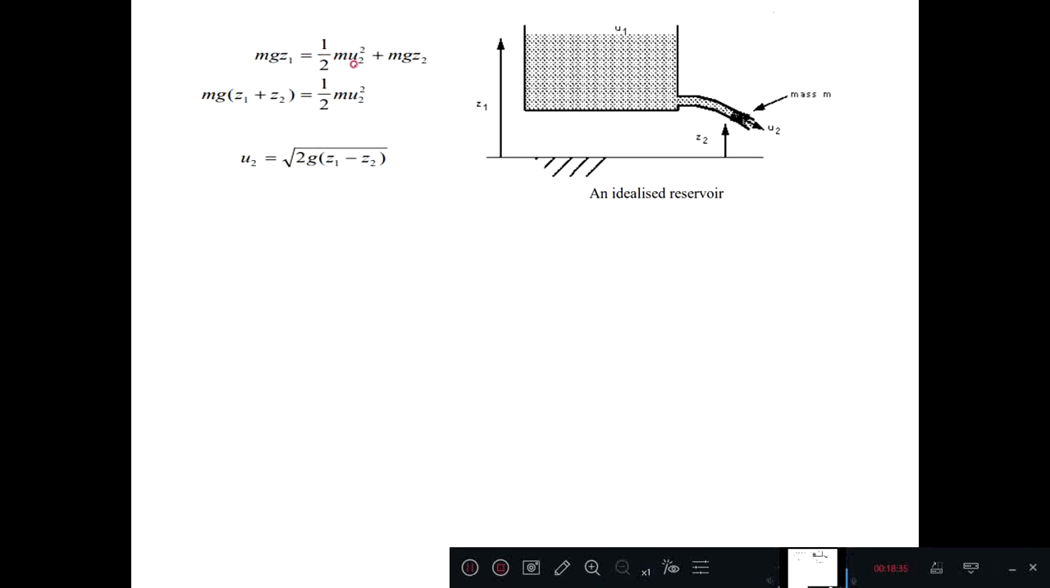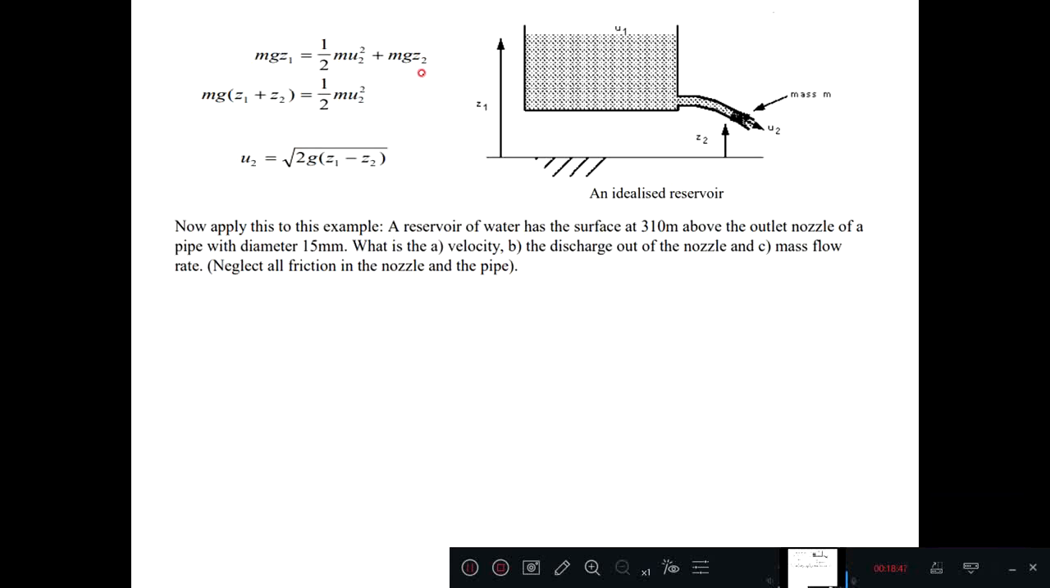So m g z1 is equal to the initial kinetic energy, which is 0, but there is a potential energy, plus the final kinetic energy, plus the final potential energy also. So this is the equation we finally get. If you simplify this one, we get this one.